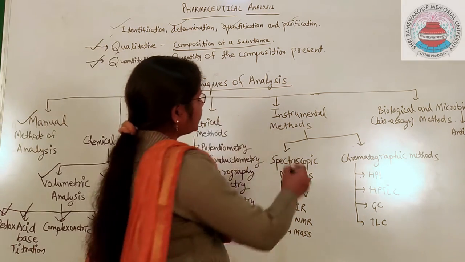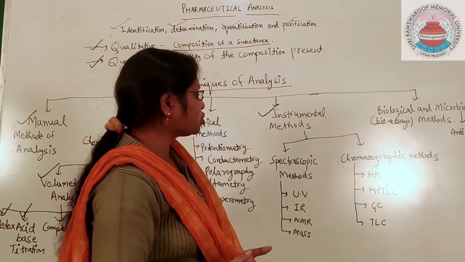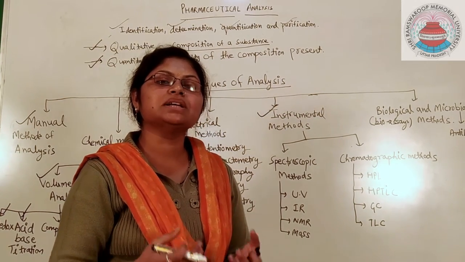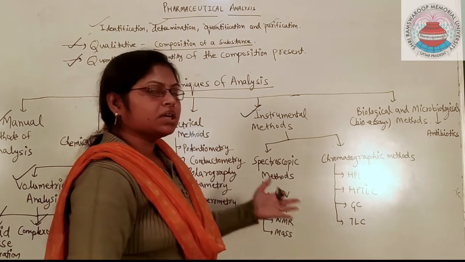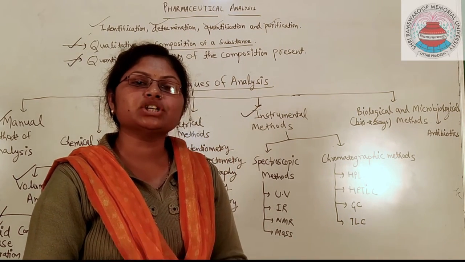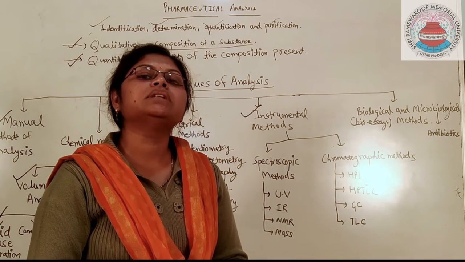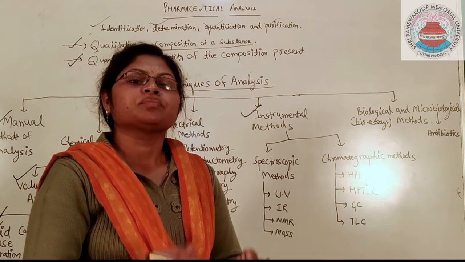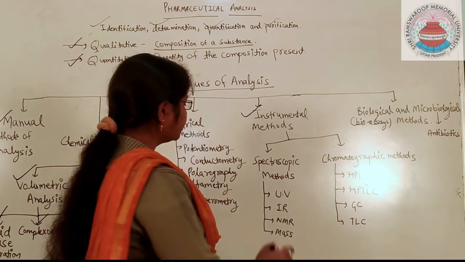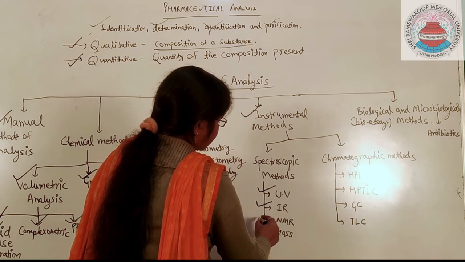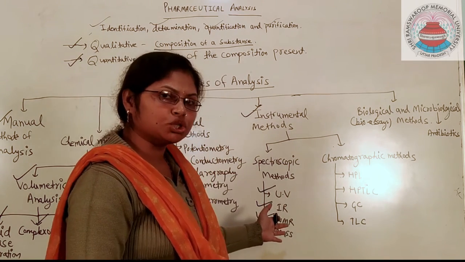The next is the instrumental methods of analysis, and this is a very important part, which is divided into spectroscopic methods and chromatographic methods. The spectroscopic methods involve the interaction of electromagnetic radiation with any substance, which can absorb or emit the electromagnetic radiation, and this helps to determine the nature of the substance. This spectroscopic method can be divided into UV spectroscopy, IR spectroscopy, NMR, mass and many more. And these are very sophisticated instruments.